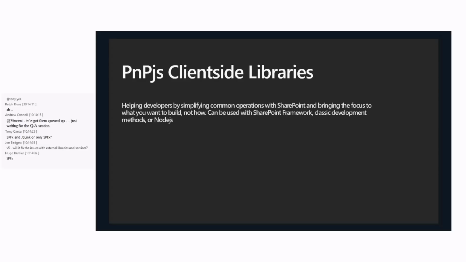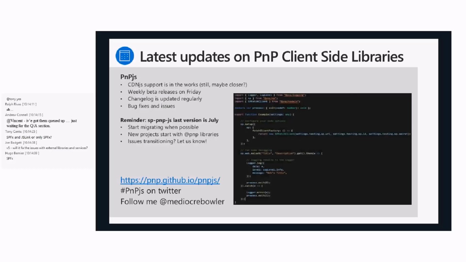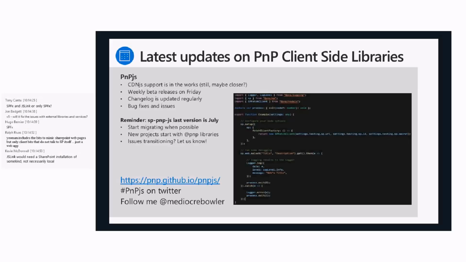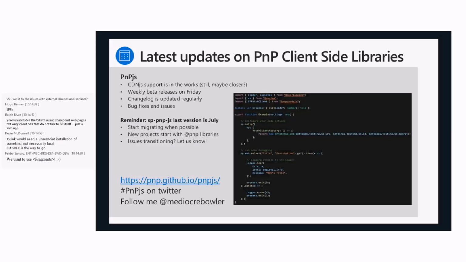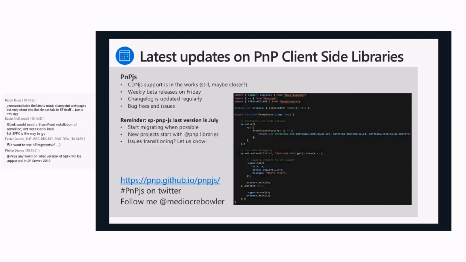So, a quick update today on the client-side libraries. We're still working on the CDN JS support. Our issue in their repo has finally gotten some comments and some people assigned to review it, so I think we're getting a little closer to that getting pushed through. Really, at this point, we just need them to merge it. We're still doing the weekly beta releases on Fridays, and the major releases will be monthly. That's unchanged. Please check the changelog.